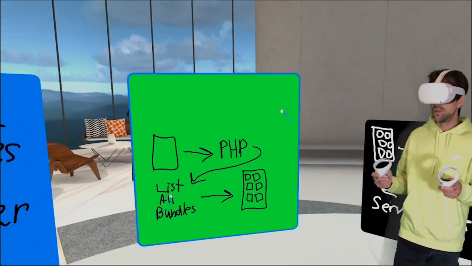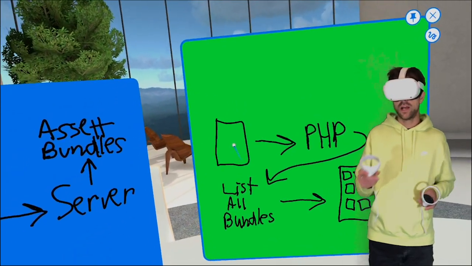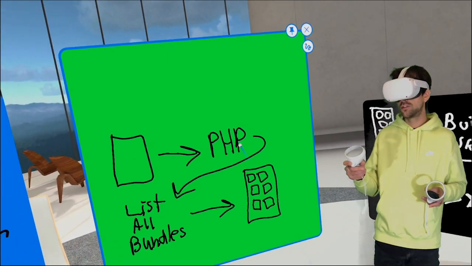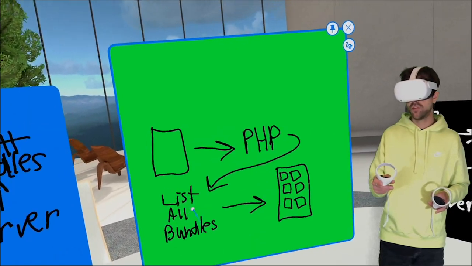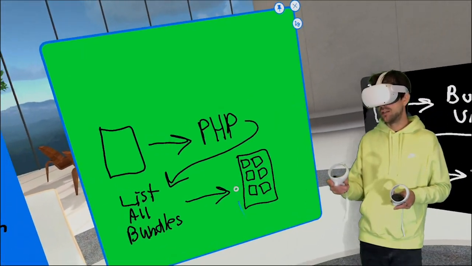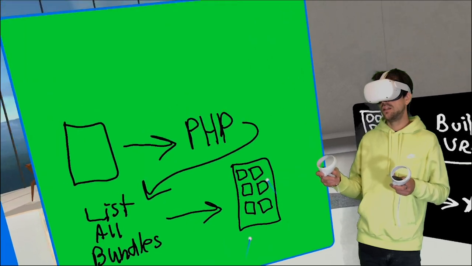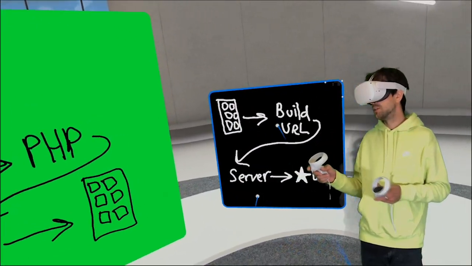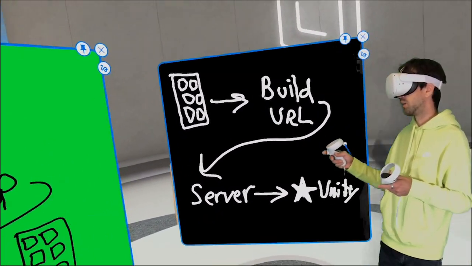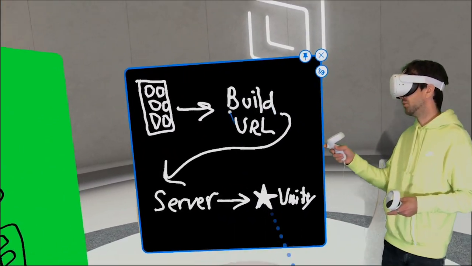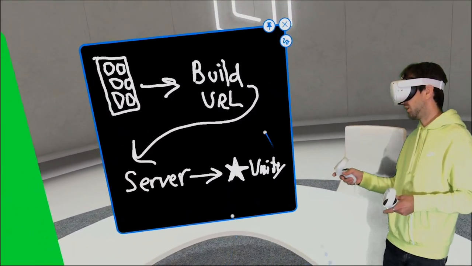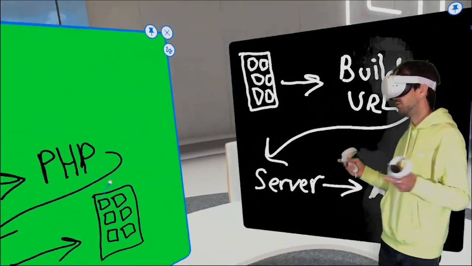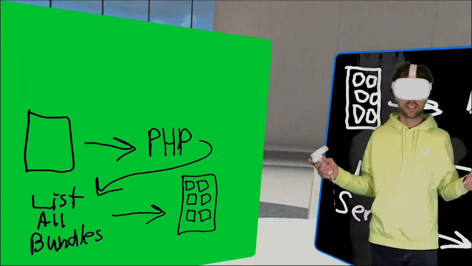So the way that we could do that is this. We have our Unity app call to a PHP script on the server that returns us a list of all the asset bundles in that folder, and then we could create buttons for those asset bundles in the Unity app, okay? And then once those buttons are pressed, of course, the app would work just how we have it. We would build the URL for that asset bundle request, and then the server would return that asset bundle to Unity. So yeah, let's get to work.